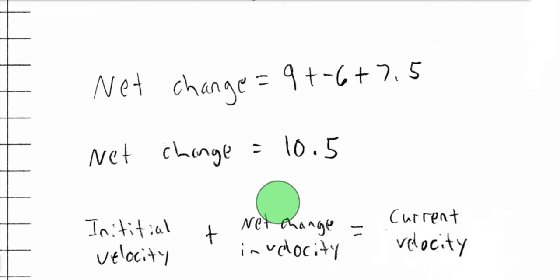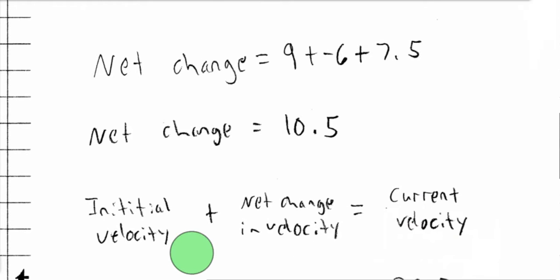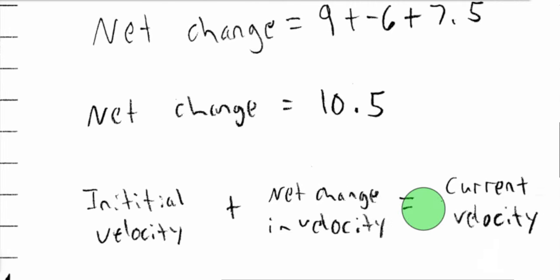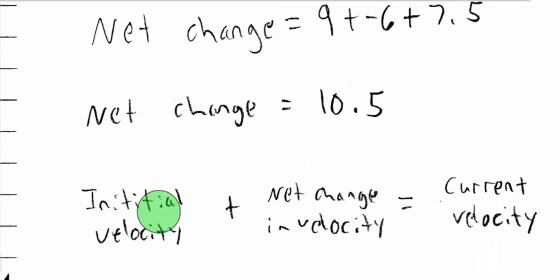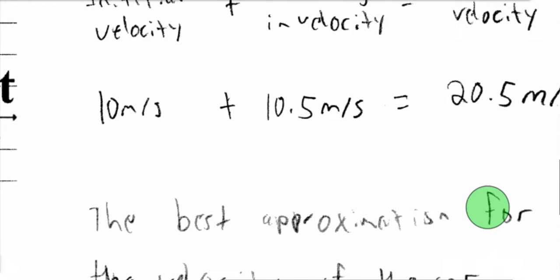Now here's the thing. Here's the little formula we need to solve the problem. If we take the initial velocity of the car and we add its net change in velocity, that will give us the current velocity. Again, kind of like an analogy, if we have the initial position of something and we add its displacement, we will get its current position. Okay, so we can do the same thing for velocity. Initial velocity plus net change of velocity gives you current velocity.